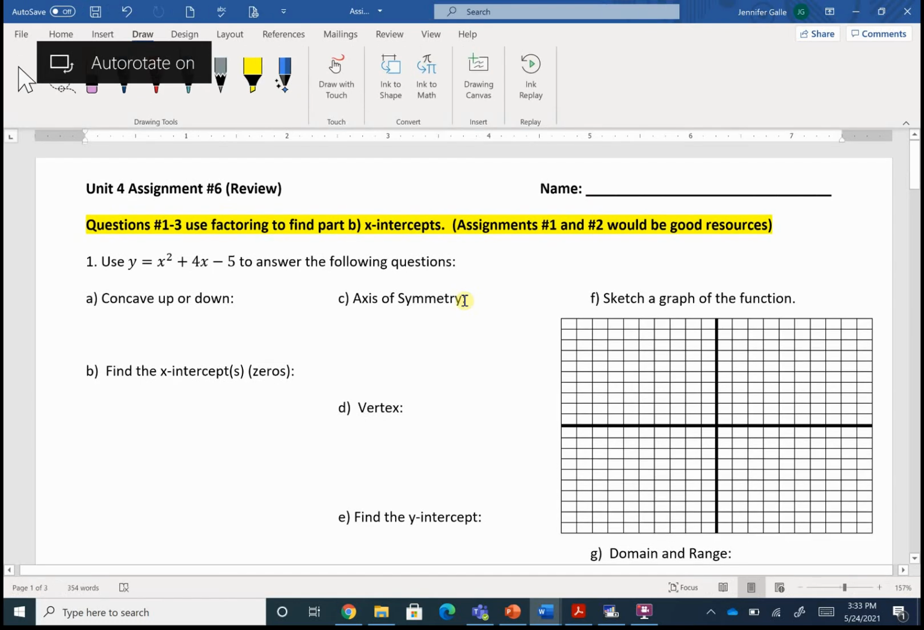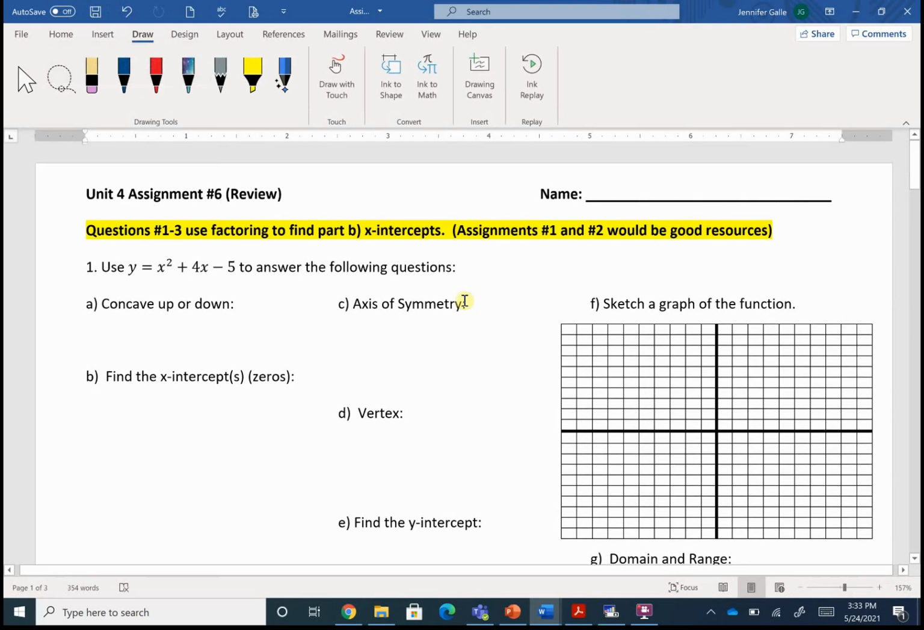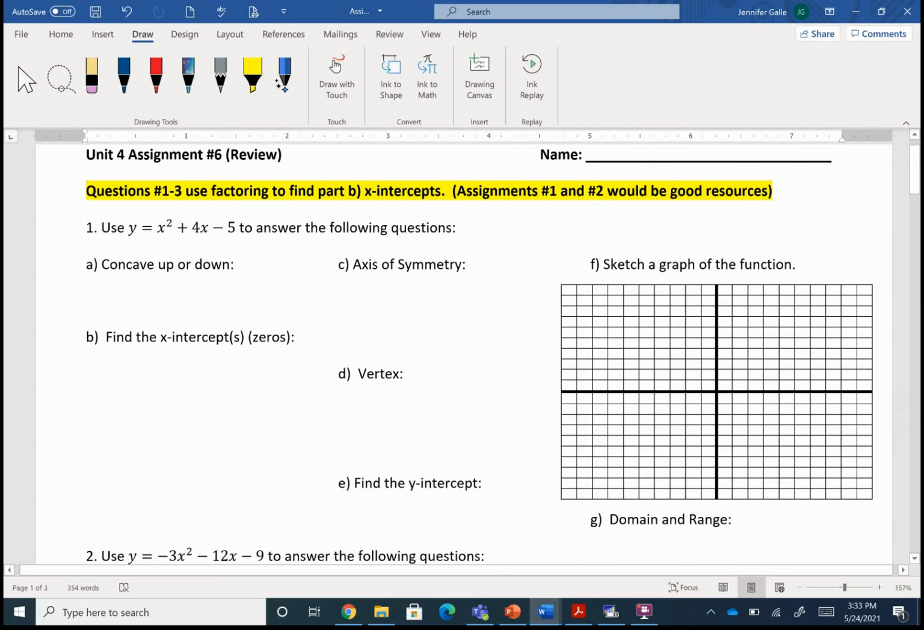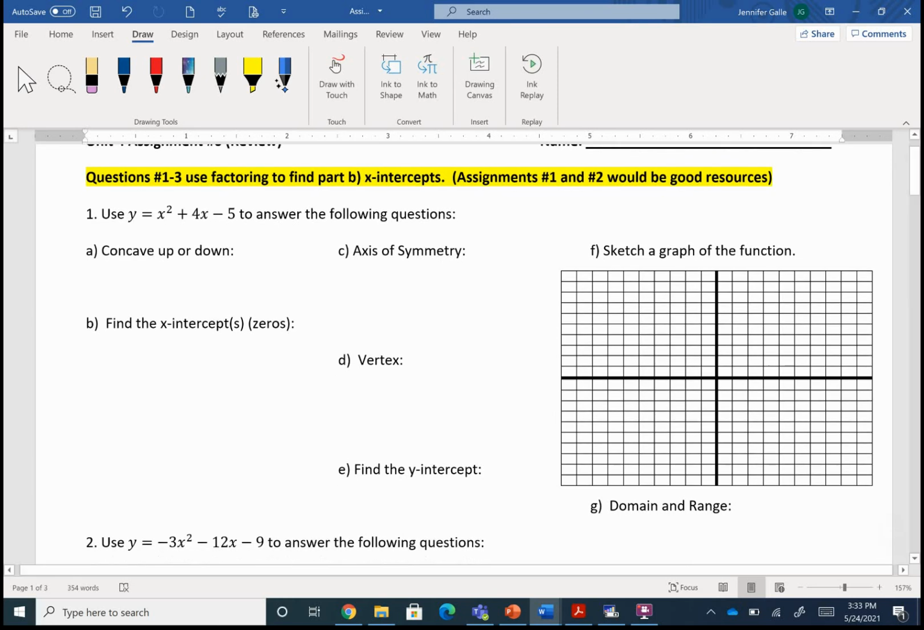This is Unit 4, Assignment 6, the review, the answer key. Feel free to fast forward to whatever questions you need some help on. The directions I've highlighted there: if you want a resource for these first three questions, you should be using factoring to find Part B, which is the x-intercepts. Assignments 1 and 2 would be good resources if you are unsure how to start.